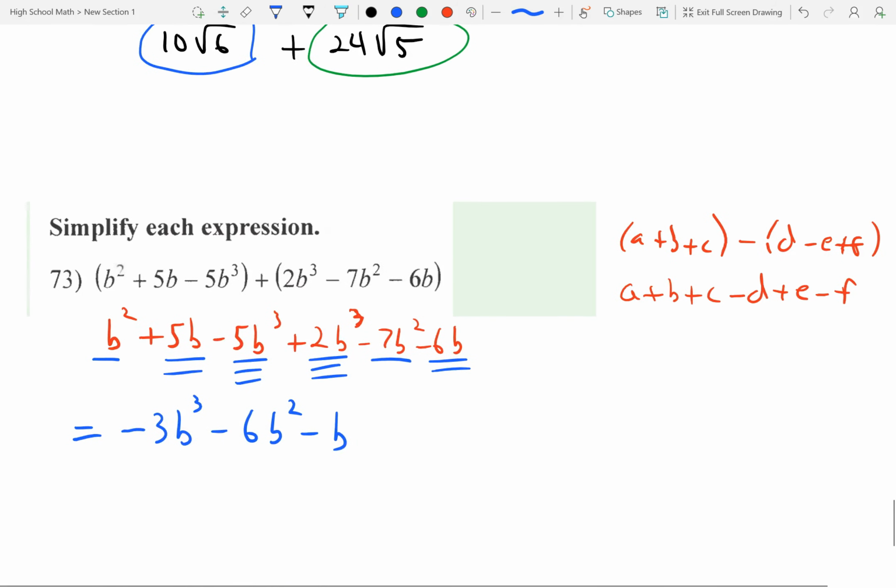And that is it. That's one problem from each section. Take a picture of what you did. You don't have to do the exact problems that I did. You can do any problems as long as you're doing at least one from each section.